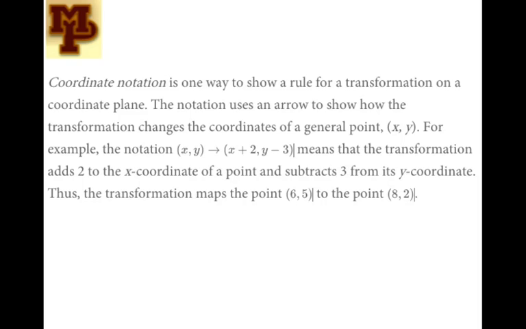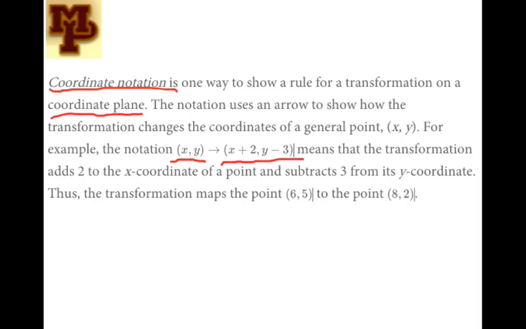Coordinate notation is utilized, so let's look at this example. The notation would show it like this: (x, y) is transformed to (x + 2, y - 3), which tells you just what you would think. You add 2 to each of the x-coordinates and subtract 3 from each of the y-coordinates. You do that for each of the points in your pre-image, and that creates your image.